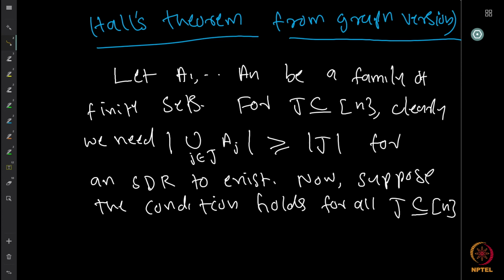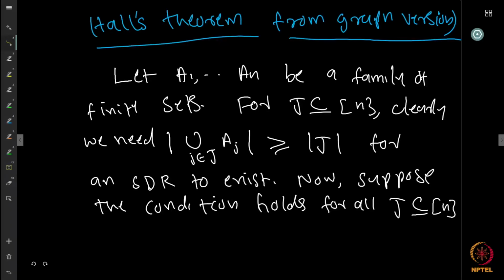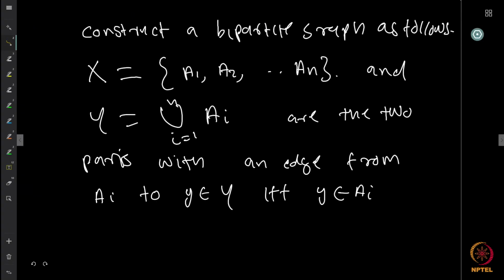Now, suppose this is true for every such subset, then we construct a bipartite graph as follows. We can of course construct a bipartite graph from the given family always. So given a family A1 to An, we form a bipartite graph by taking the elements of the Ai's and taking the union, and this union as the set Y.